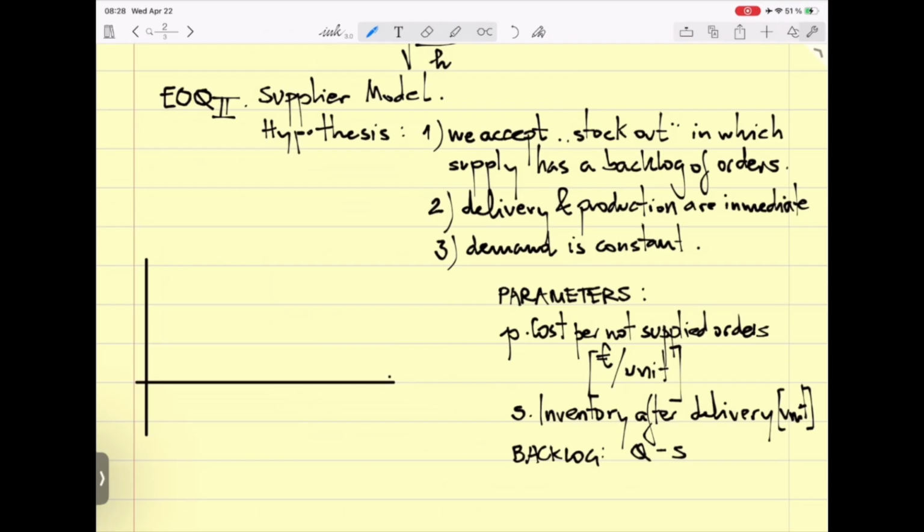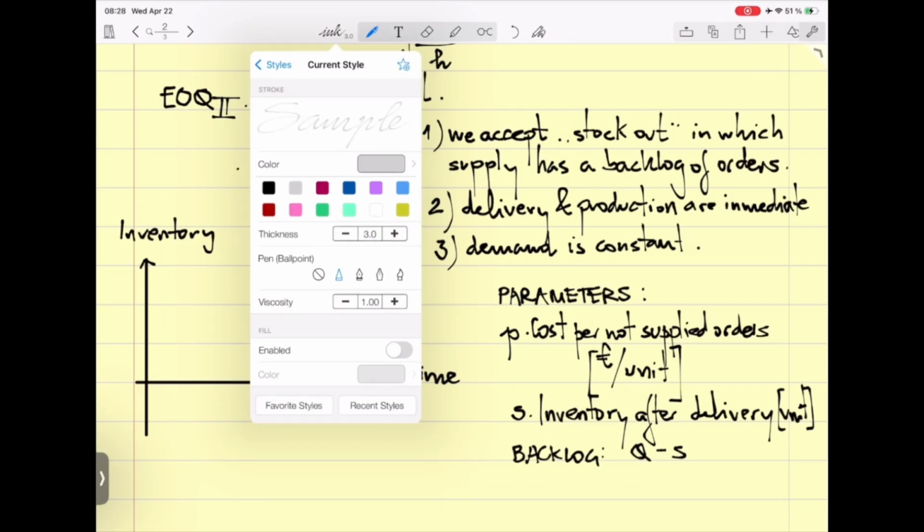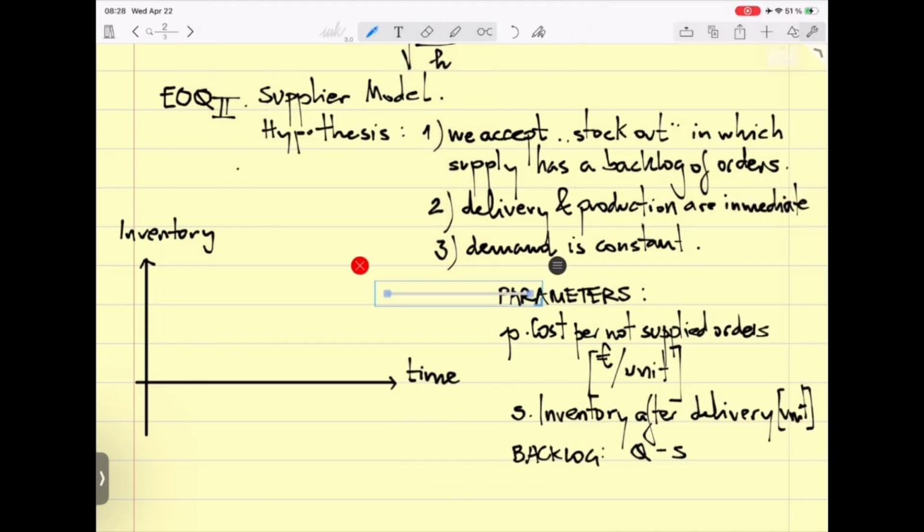Let's say this is the time. This is our inventory. We say there is some inventory after delivery. So let's say this is S. Better here, S. This is the inventory after the delivery.